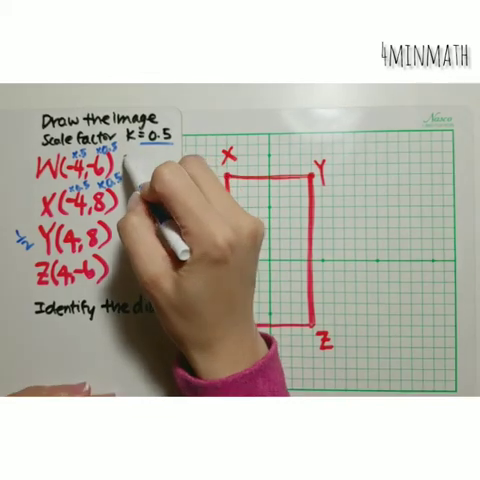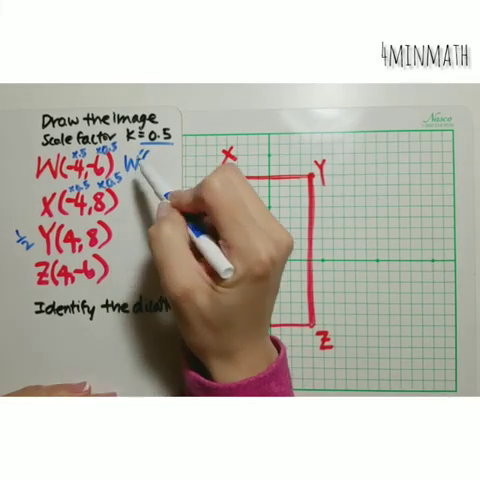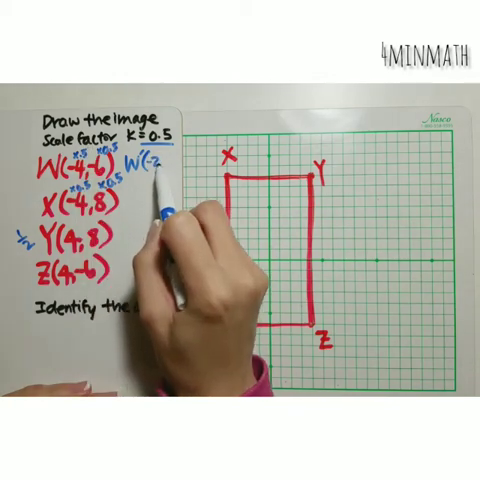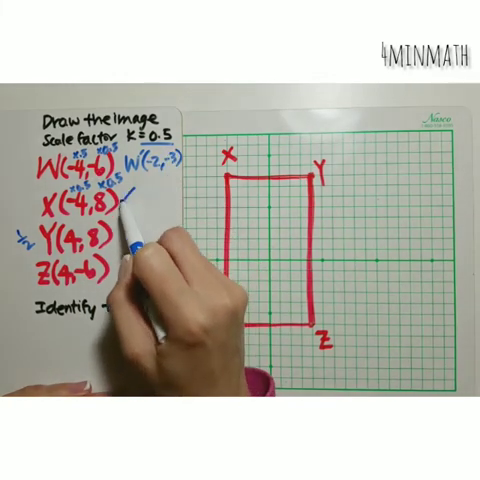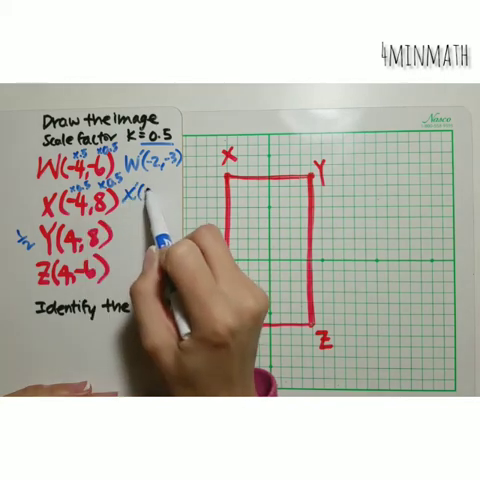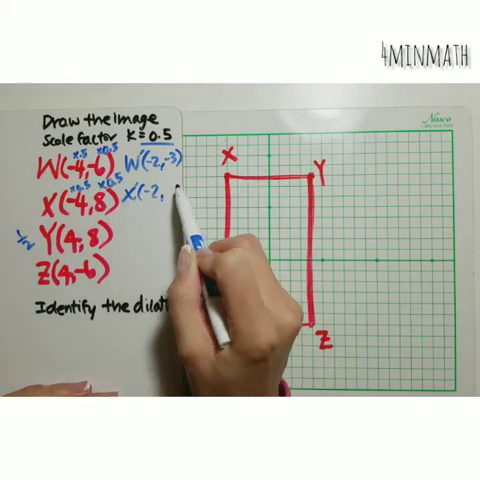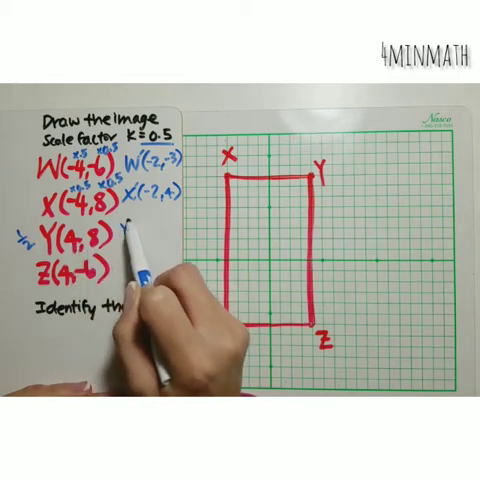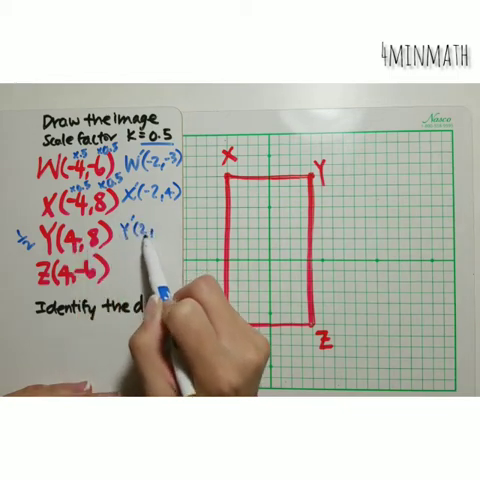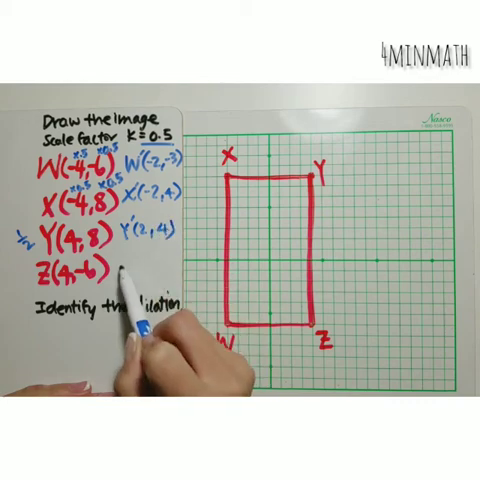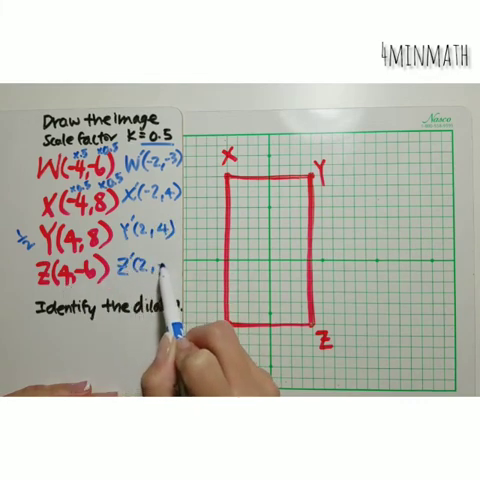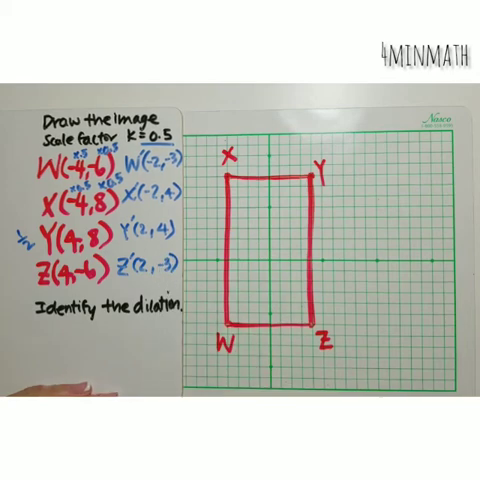Okay, so my W prime will be half of negative 4, which is negative 2, and half of negative 6 is negative 3. X prime, half of negative 4 is again negative 2. Half of 8 is 4. Half of 4, so Y prime, is 2. Half of 8 is 4. And then Z prime, half of 4 is 2. And then half of negative 6 is negative 3.